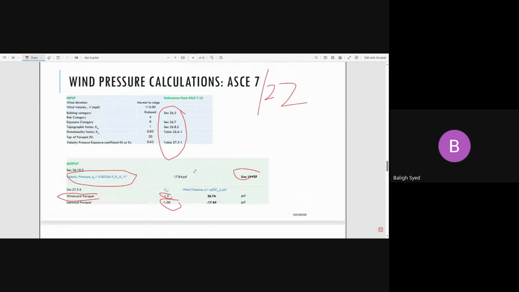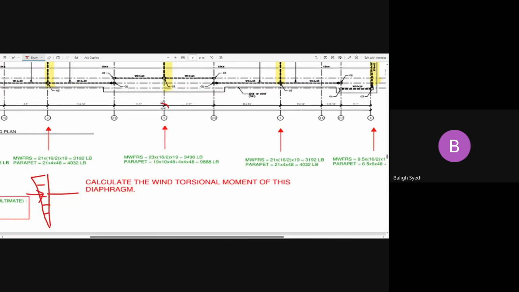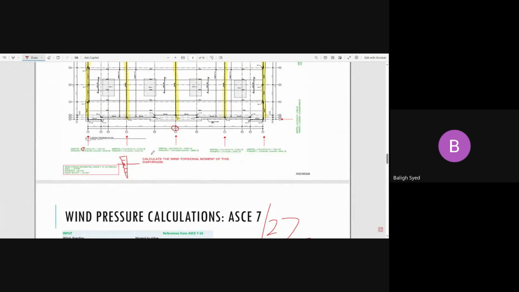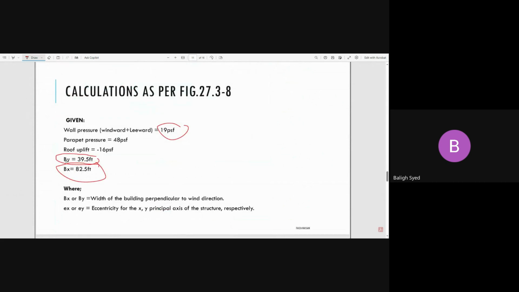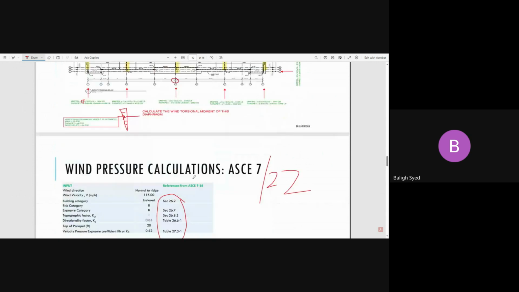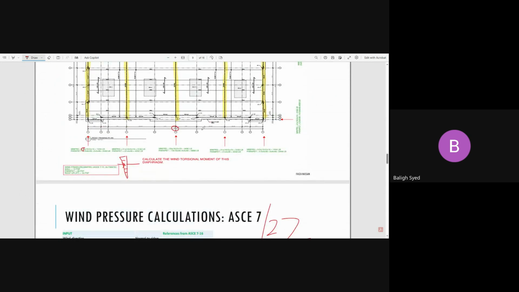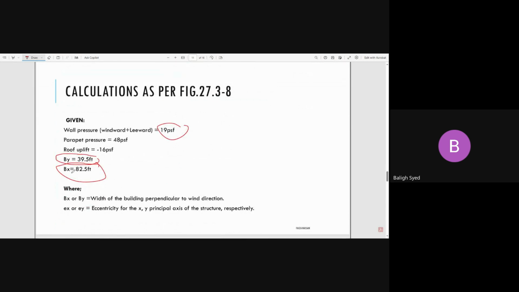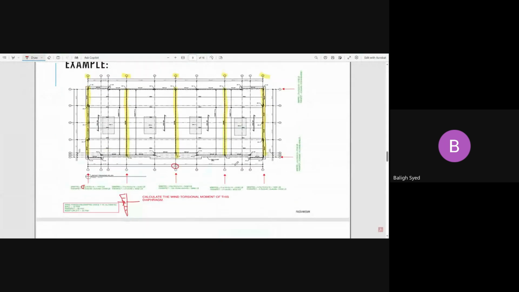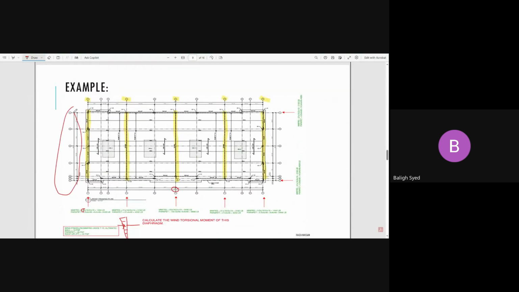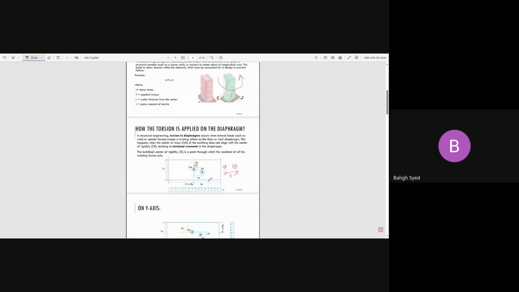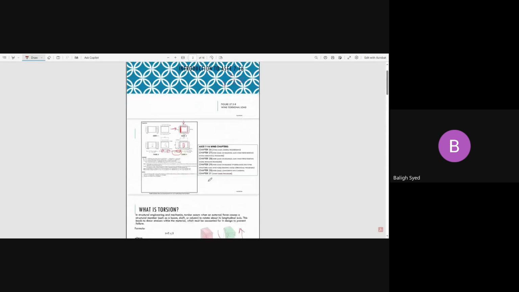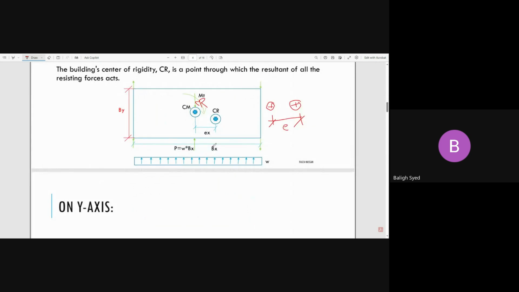What is BY and BX in this case? See, my BY is 39.5 and BX is 82.5. So this is 82.5. So this dimension is actually your B sub X, and BY is the other dimension you are considering. Okay, and let me once again show where it is. Okay, see here. You see, this is Bx.